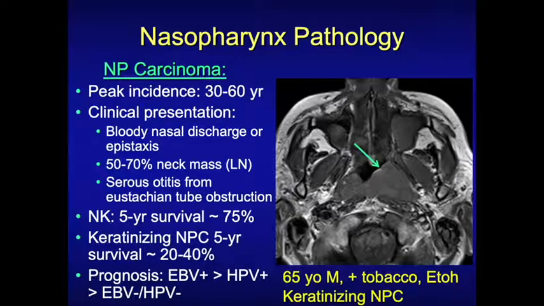Here's a classic example of a keratinizing nasopharyngeal carcinoma, a 65-year-old male with risk factors of tobacco and alcohol use. And we have a large tumor in the left nasopharynx, which is resulting in a small fluid in the mastoid air cells related to eustachian tube dysfunction. There's also lateral extension into the parapharyngeal fat.